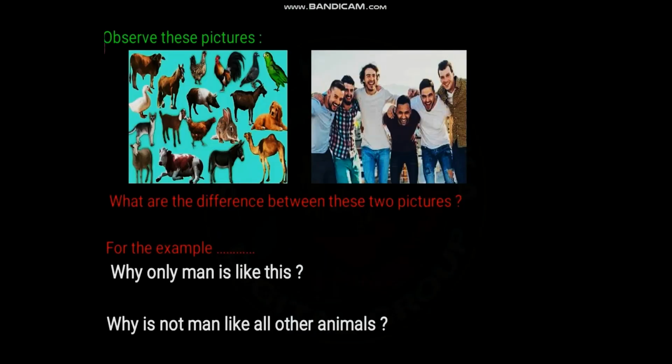This is the second picture. Have you seen here? In one picture, there are animals. And in the other picture, you can see people who are very close to each other. Have you observed the difference? You wouldn't have seen different animals being very close or having a bonding with each other. Only man is like this. It's not like other animals.